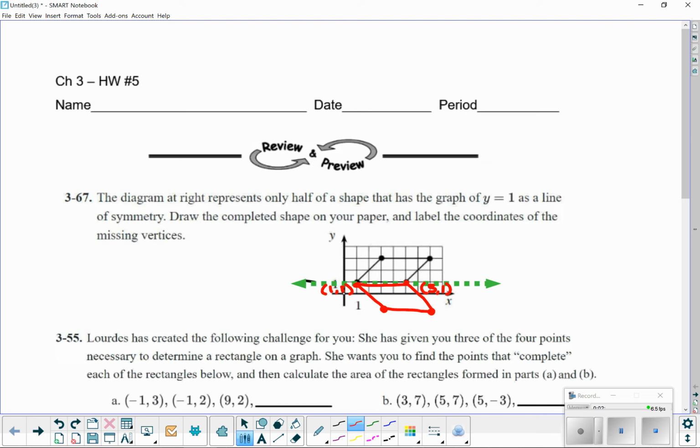This point right here should be 1, 2, 3, and then we're going to go down 1 because it's reflecting. So that's -1. So this should be 3, -1. This point right here should be 1, 2, 3, 4, 5, 6, 7, and then down 1. So 7, -1.